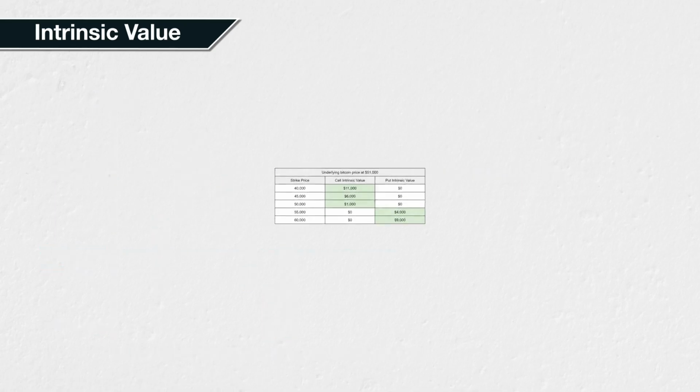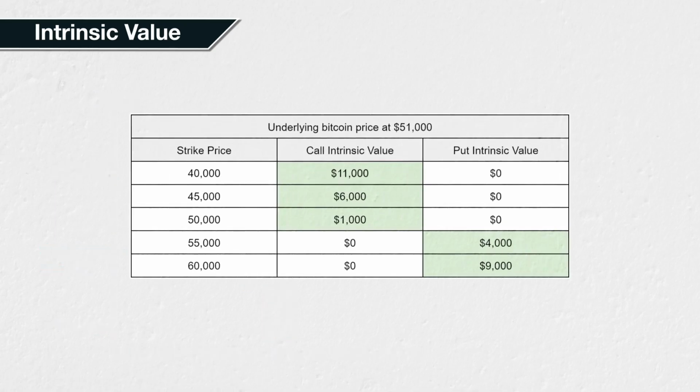For put options, they have intrinsic value when the underlying price is below the strike price. If we assume an underlying Bitcoin price of $51,000, the following shows the intrinsic value of both puts and calls of various strike prices. For any strike prices below the current Bitcoin price of $51,000, the calls are in the money and have intrinsic value. However, the puts are out of the money and have no intrinsic value. For any strike prices above the current Bitcoin price of $51,000, the calls are out of the money and have no intrinsic value. However, the puts are in the money and so do have intrinsic value.